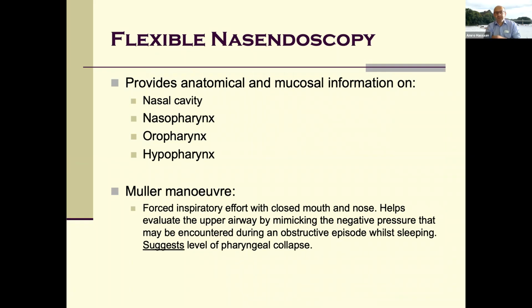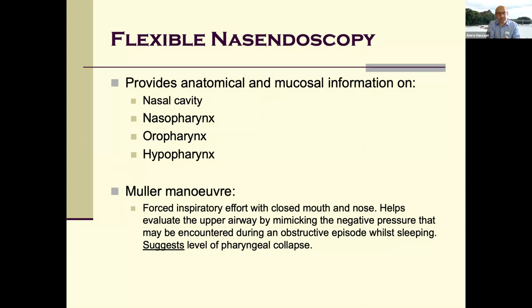Flexible nasendoscopy. Well, what does that give us? It provides anatomical and mucosal information on the nasal cavity. We can see if there's any big bends in your septum. We can see if you've got remnant adenoids. We can see if you've got big tonsils. But all of this is from behind rather than looking through your mouth.